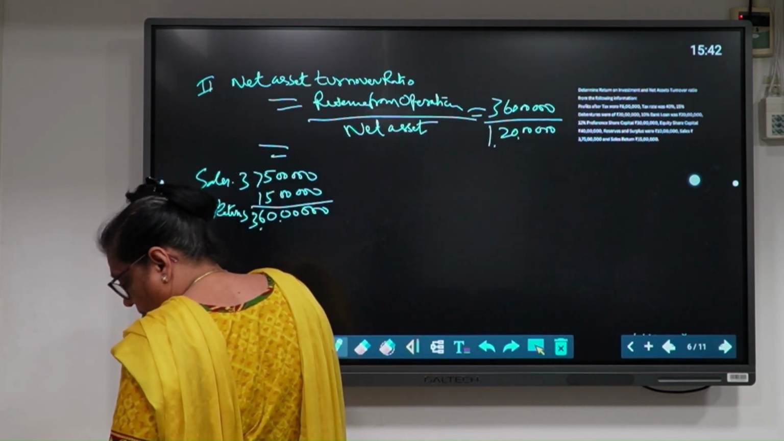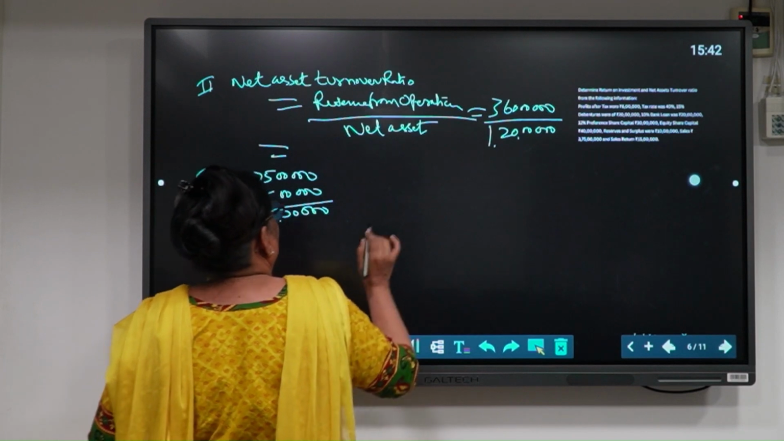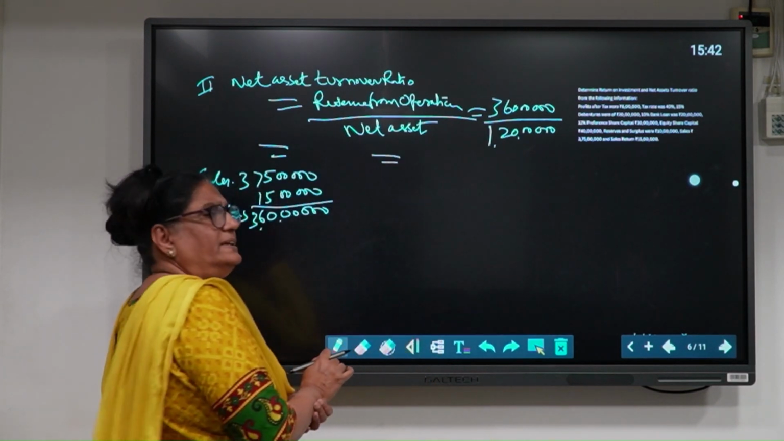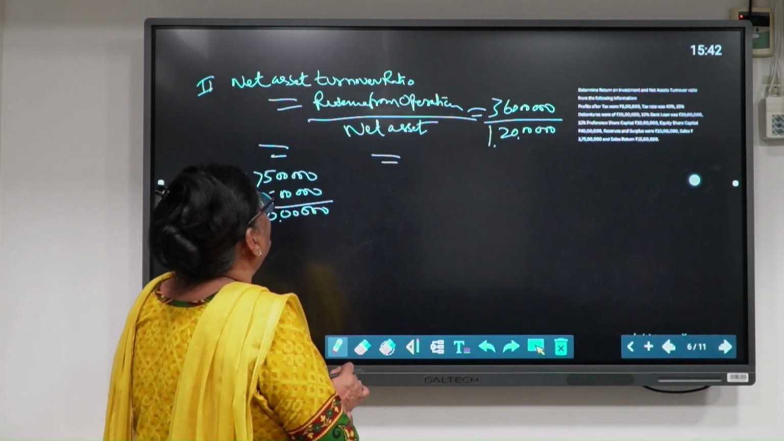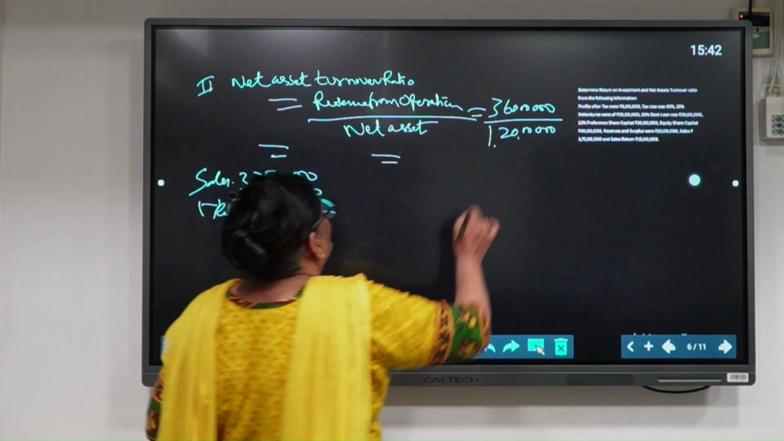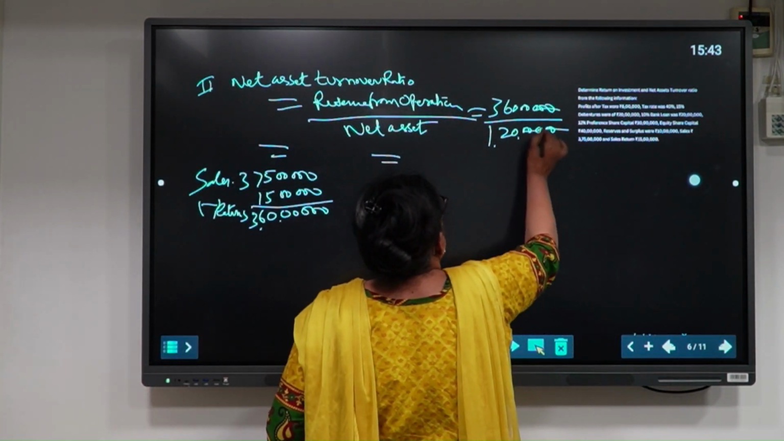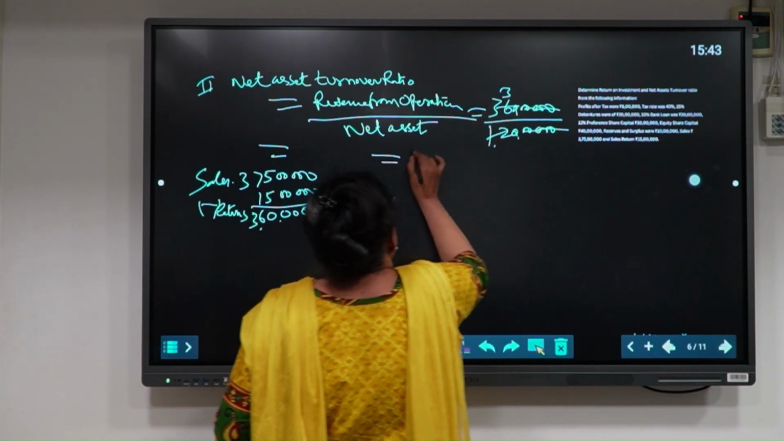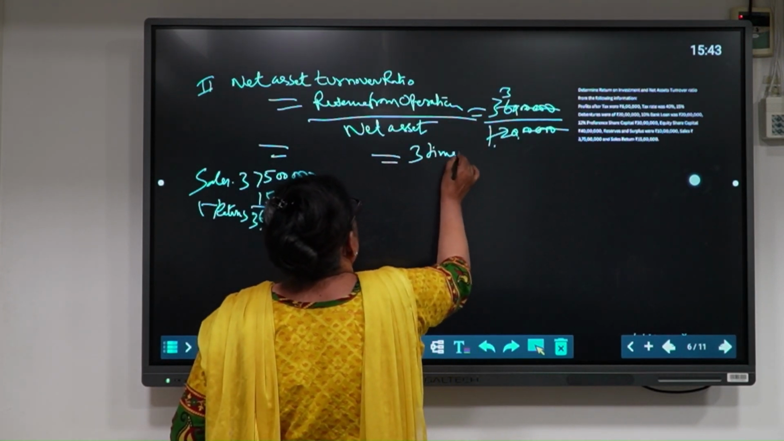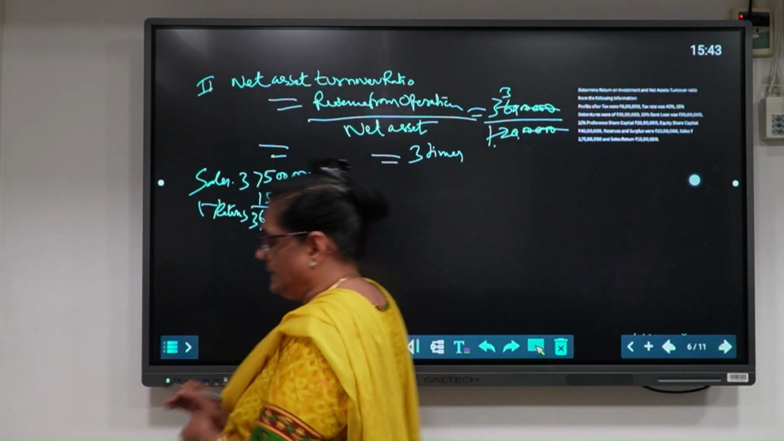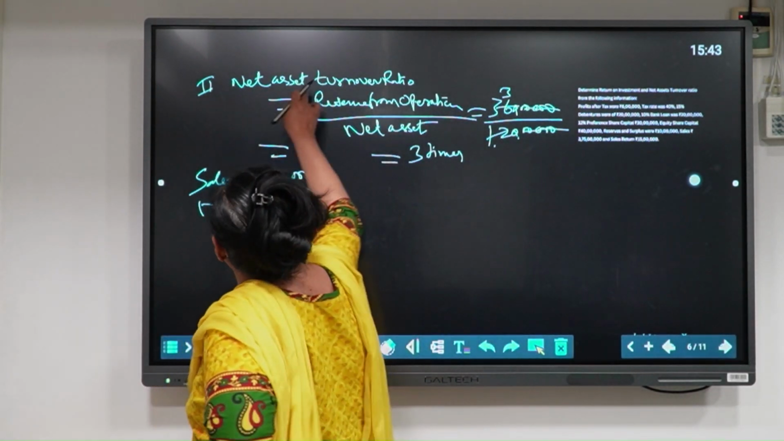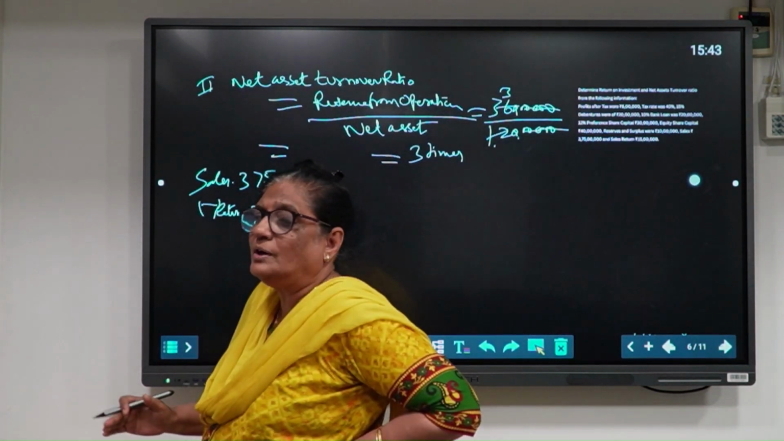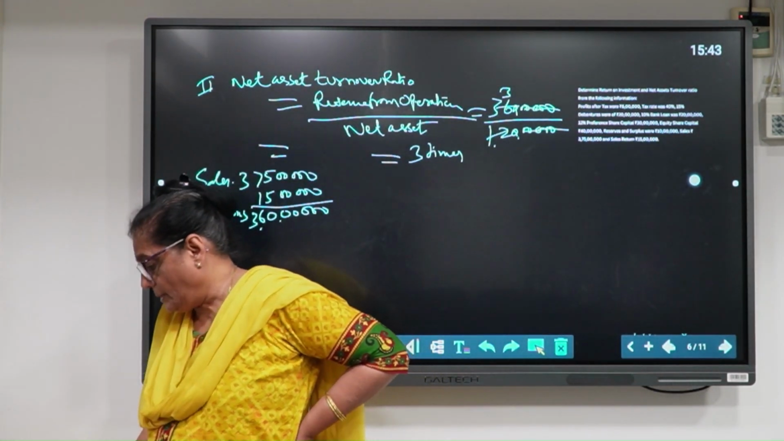This is not expressed in times the way return on investment is, which is in percentage, multiplied by 100. Here it is in times. You cancel this, this, and this: 12 ones are 12, 12 threes are 36, so I'm getting 3 times. Correct? Net asset turnover ratio. If net asset was there on top, turnover would have gone down. Clear? Is the problem clear?